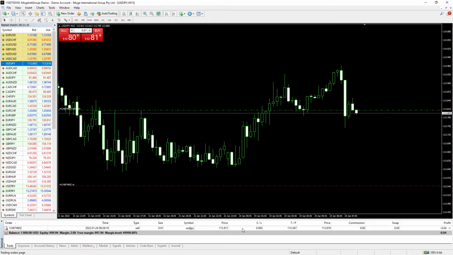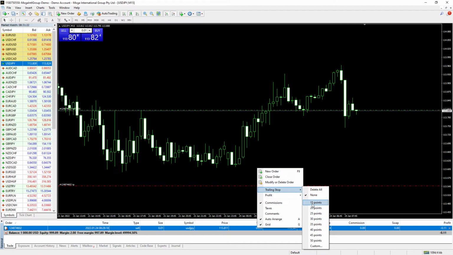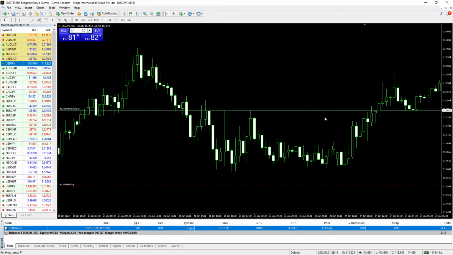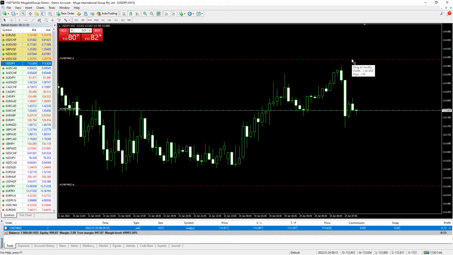Another idea is to use the trailing stop. So if you right click your order and go for the trailing stop, let's say I choose 50 points here. What will happen is that if these orders start profiting more than 50 points, the platform will create a stop loss for me, which is 50 points less than the profits I have right now. Let me just do a stop loss. Let's say I have a stop loss here, right?